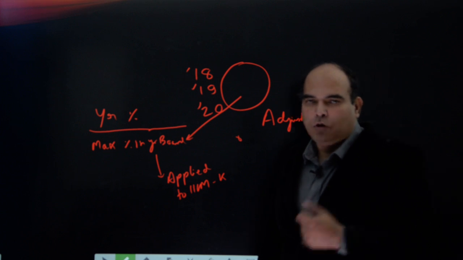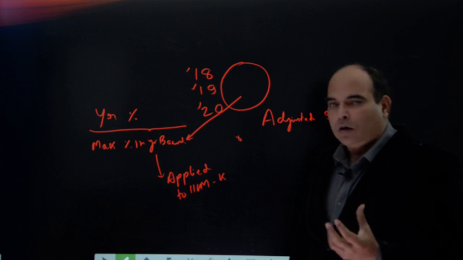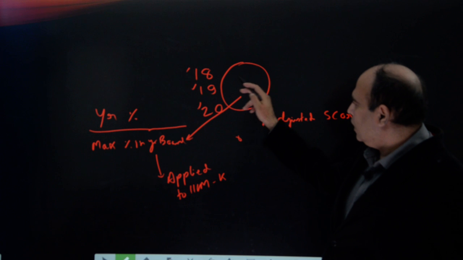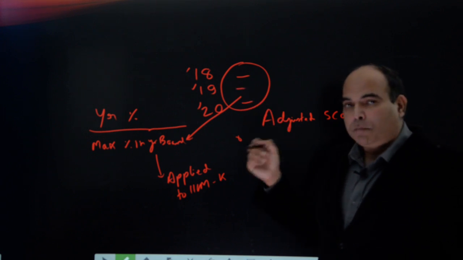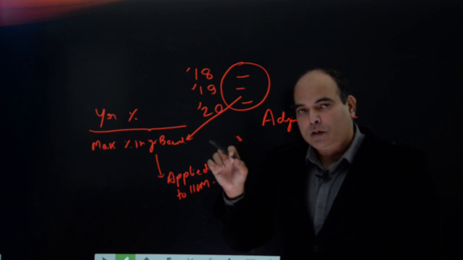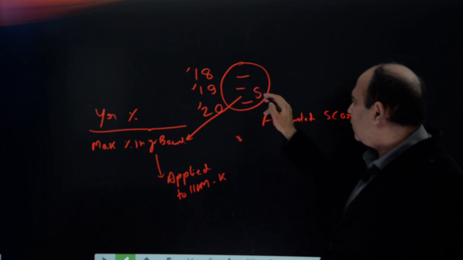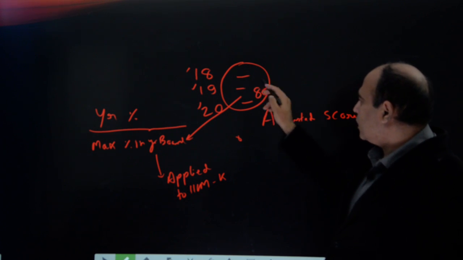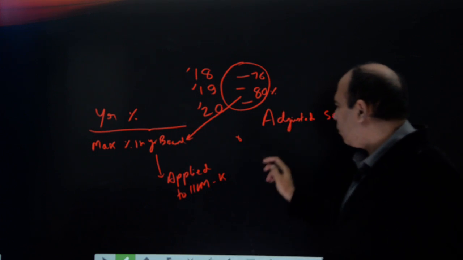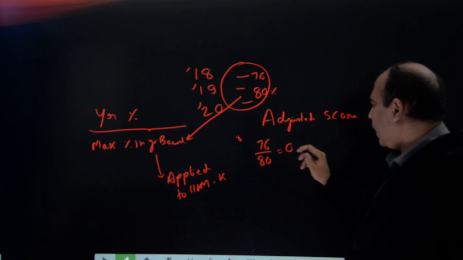So let's say you belong to a UP board for class 10th, and the highest percentage in UP board in the last 3 years of a student who has applied to IIM KOZHIKODE, not a student who got the highest percentage in your board. You should have the highest percentage amongst those who applied in the last 3 years. Let's say that is 80%, and your score is 76%. So your adjusted score will be 76 by 80, which is 0.95.